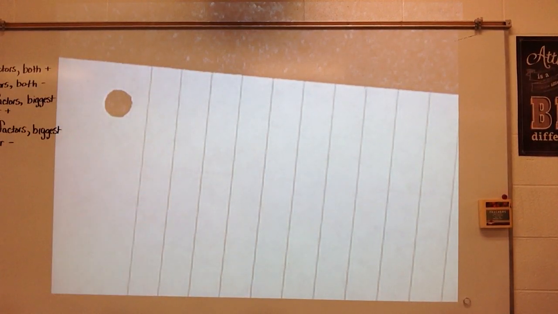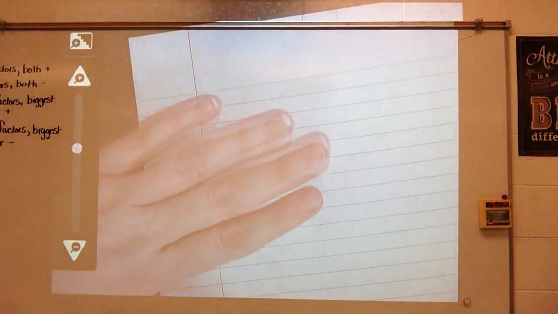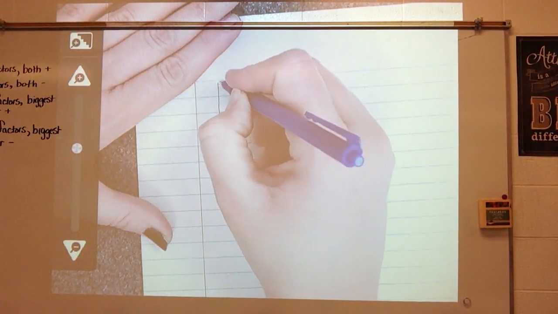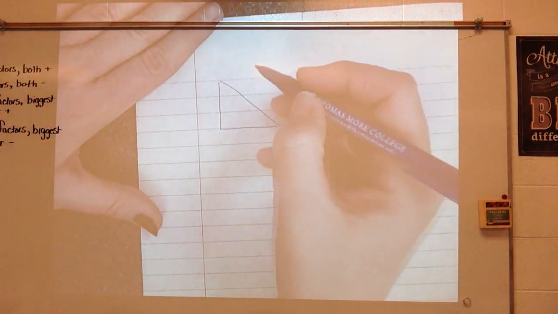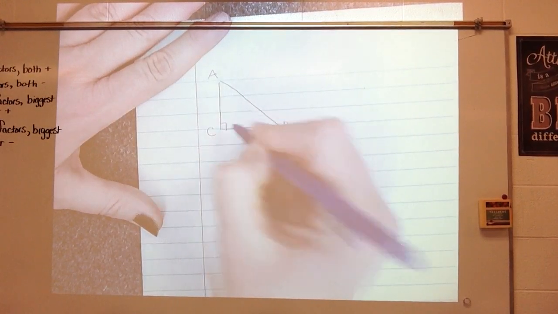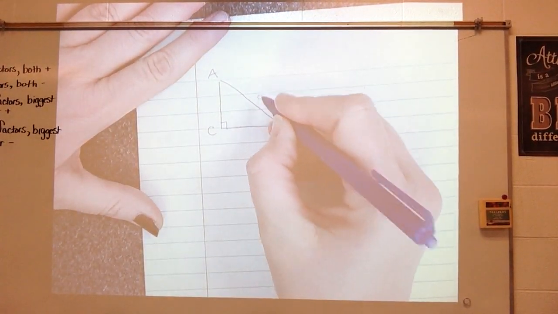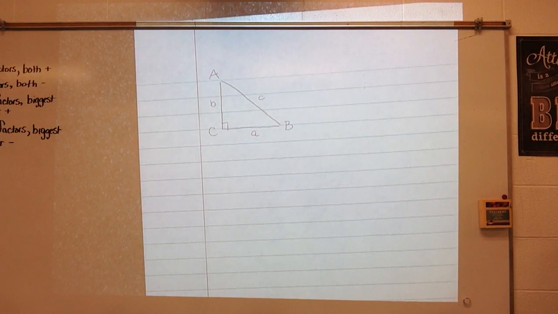Our goal is to prove the Pythagorean theorem using what we know about similar triangles. So let's look at, and I'm going to do some drawing here. Let me zoom back out. Let's consider a right triangle here. So let's say I have this right triangle, A, B, C. Here's my right angle, and then I've got these sides. So our goal is to prove the Pythagorean theorem.